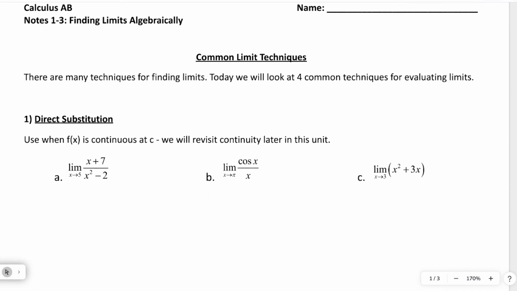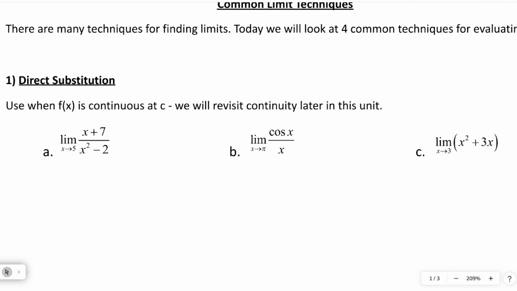Now, the first technique is the easiest one. This is the one you kind of hope for: direct substitution. Direct substitution will work as long as the function is continuous at that point. What I mean by that is that at that x value, not only does the limit exist, but it equals the value of the function. If so, then the function is considered to be continuous at that point.